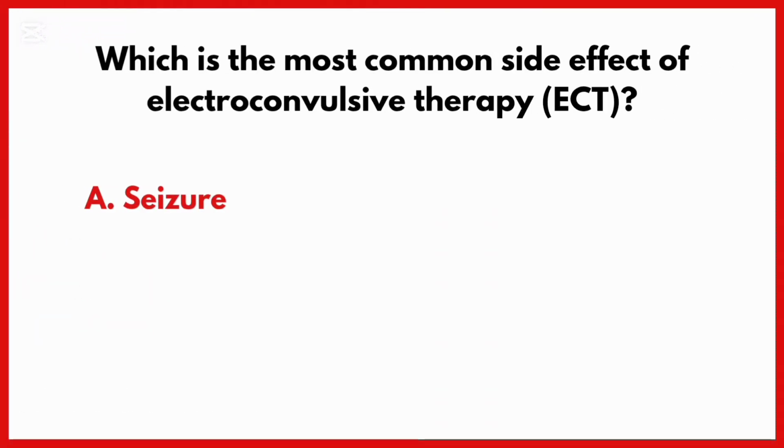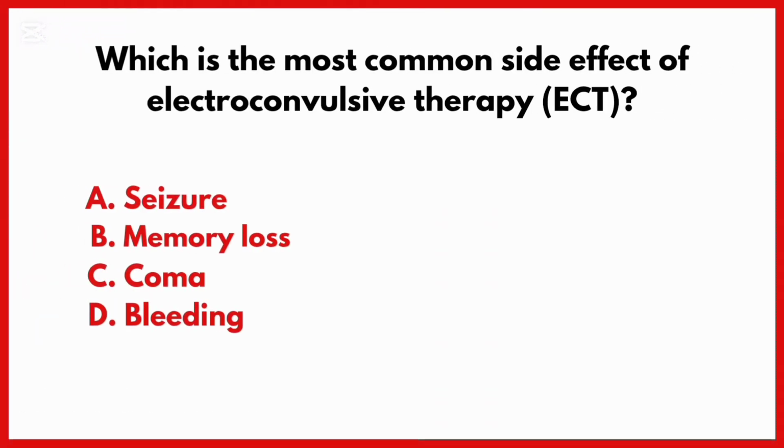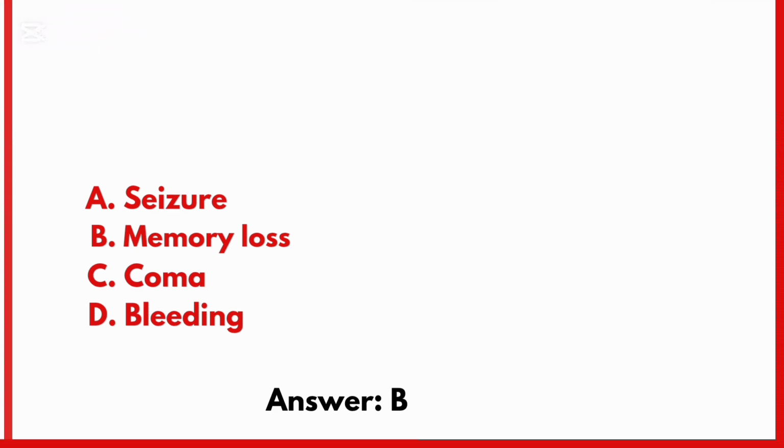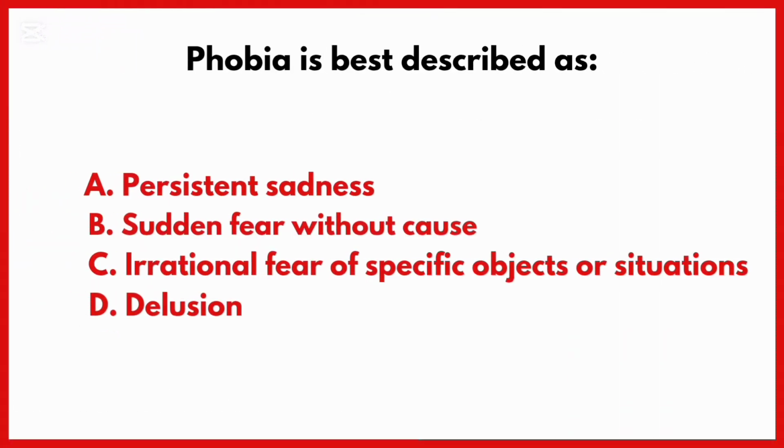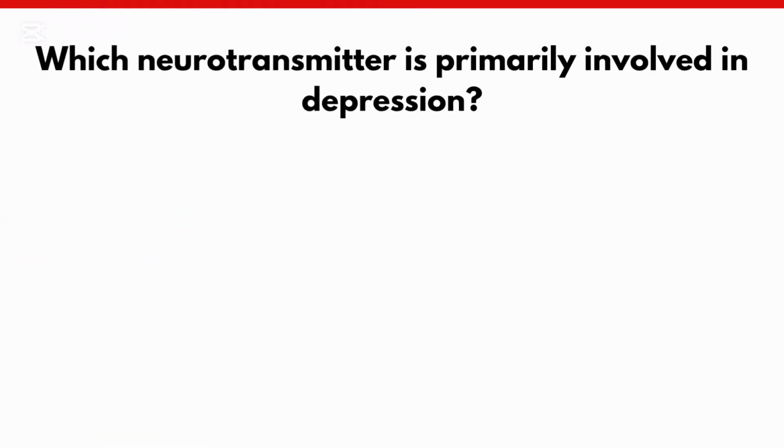What is the most common side effect of electroconvulsive therapy? Correct answer is option B, memory loss. Phobia is best described as. Correct answer is option C, irrational fear of specific objects or situations.